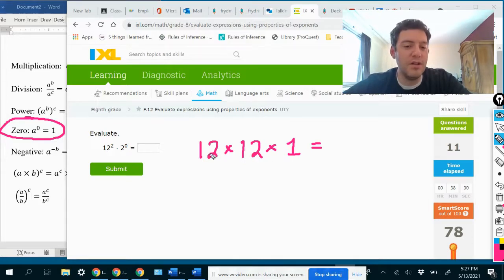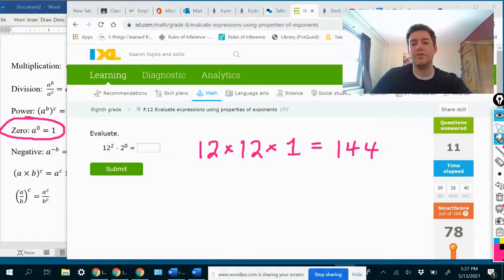But anyway, right now, let's just use the rule and say that this whole thing is just 12 times 12 times 1. 12 times 12 is 144, times 1 is still 144. Okay, so we're going to get 144 here.